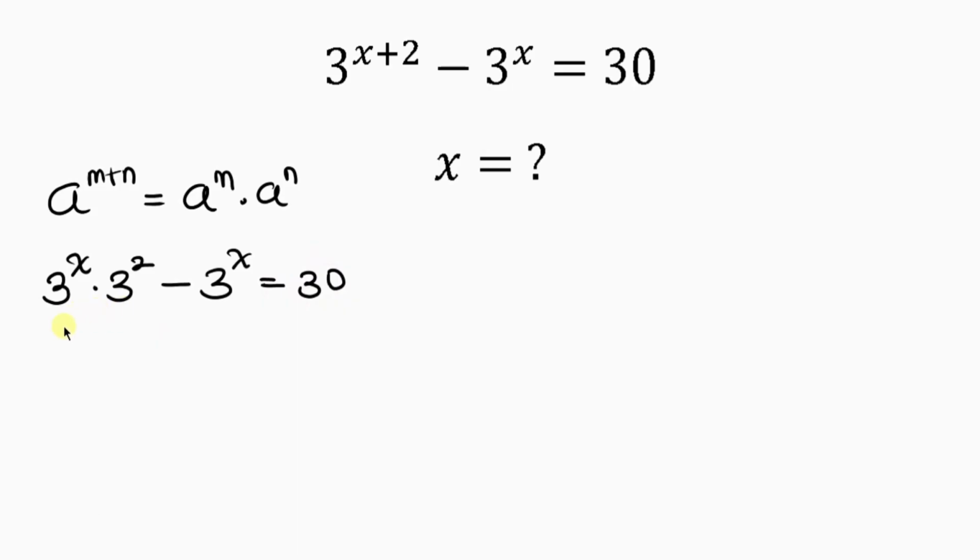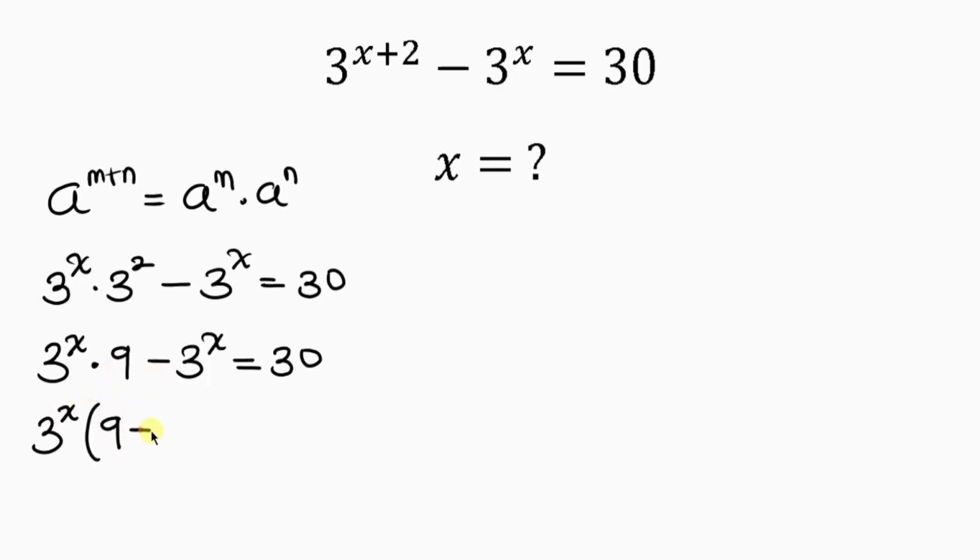Now simplifying, we see that we have 3^x times 3 squared, which is 9, minus 3^x is equal to 30. Now notice that on the left hand side 3^x is common. So we factor out 3^x, open brackets, 3^x times 9 divided by 3^x, we have 9, minus 3^x divided by 3^x is 1. And this is equal to 30.